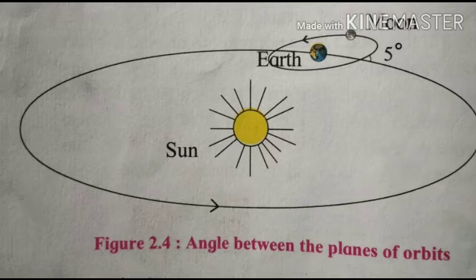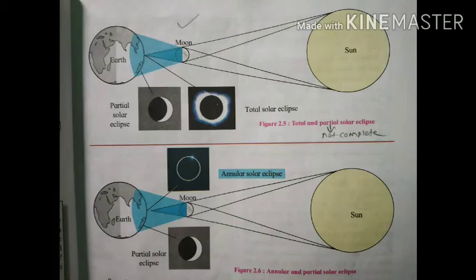Now, solar eclipse. If the moon is between the sun and the earth, the shadow of the moon falls on the earth. At that time, these celestial objects, the sun, the moon and the earth, are on the same plane and fall in one line. So hence the place on the earth where the moon's shadow falls experiences a solar eclipse.